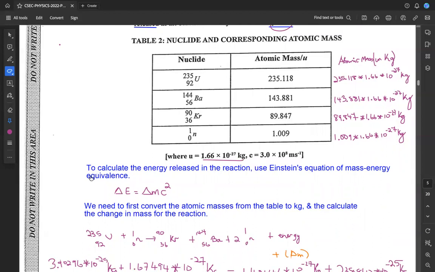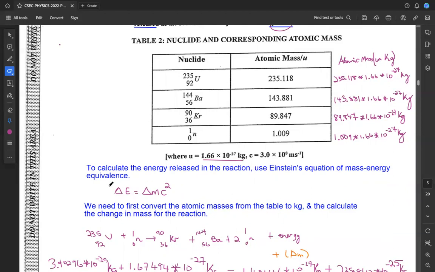And so the first thing I said is that to calculate the energy released in the reaction, which is what the question is asking us about, we have to use Einstein's equation of mass energy equivalence, right? And that equation just simply states that the delta E, or that energy release, is equal to delta M, our change in mass or loss in mass or mass defect, times the square of the speed of light, right?